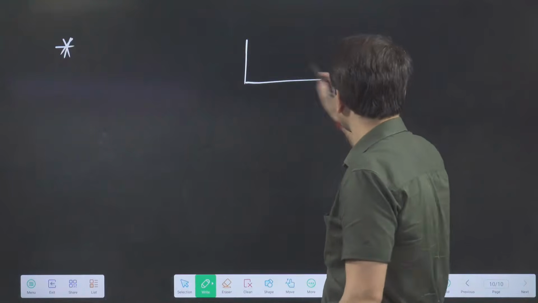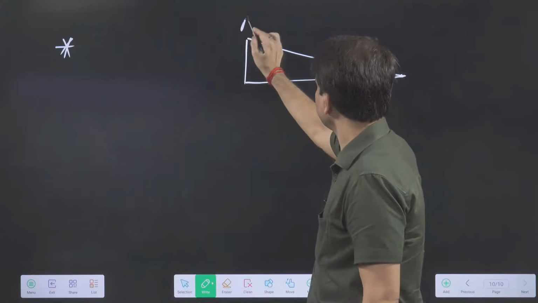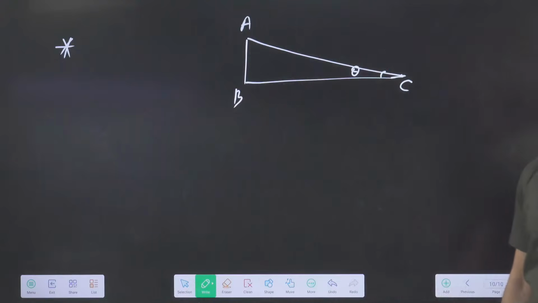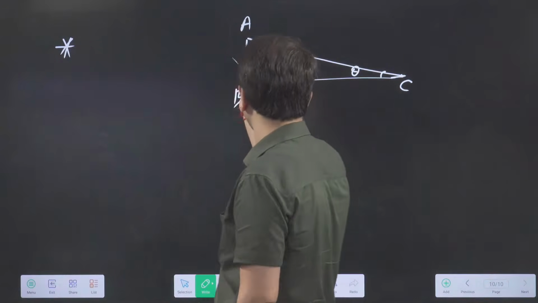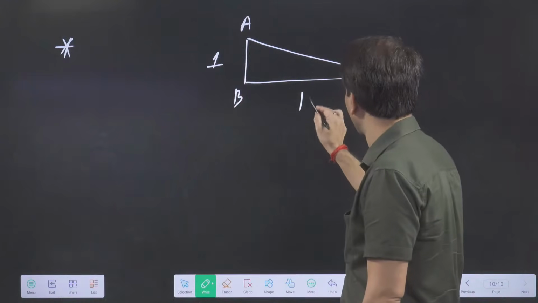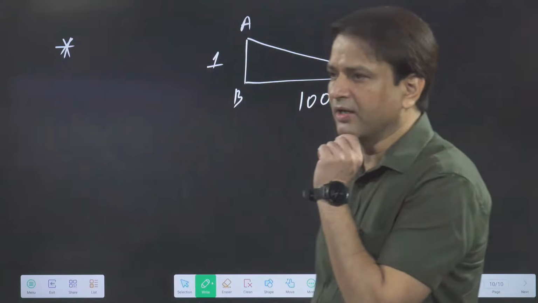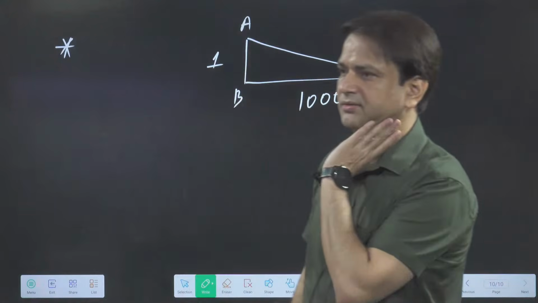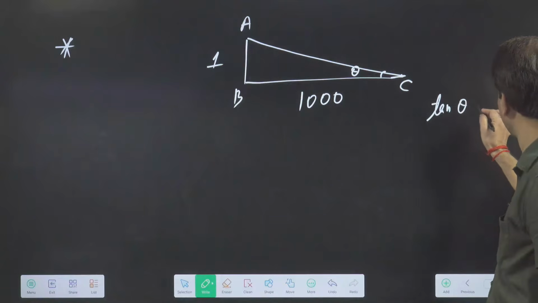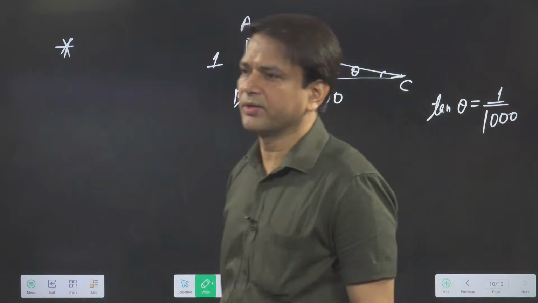Suppose I am taking this right angle triangle, with this side 1 and this side 1000. Now if I ask the value of tan theta in this triangle, tan theta we can say is 1 by 1000.